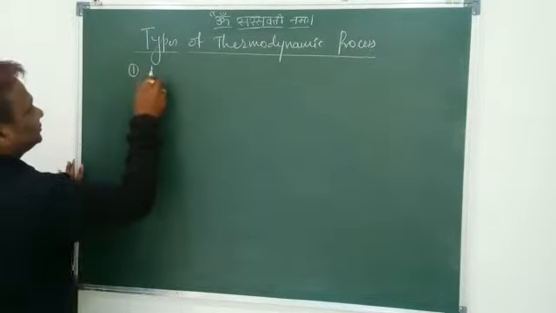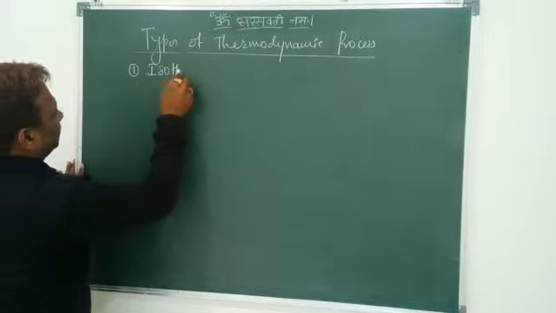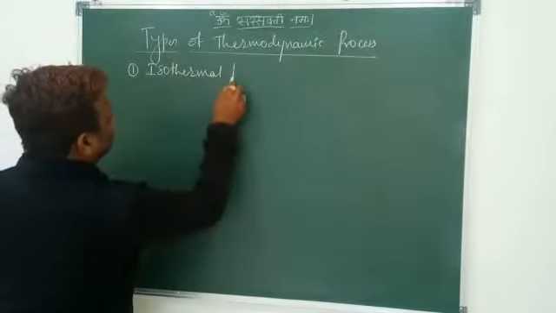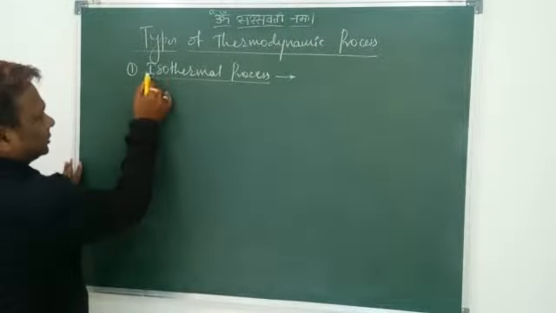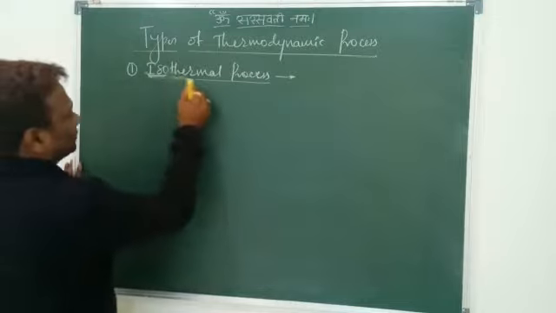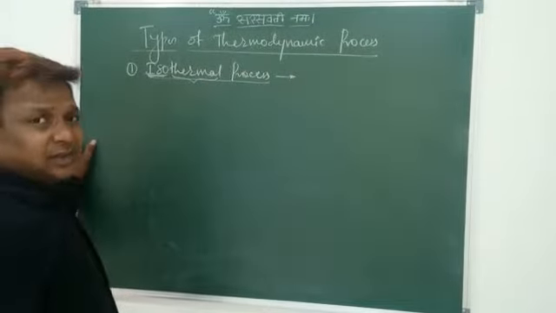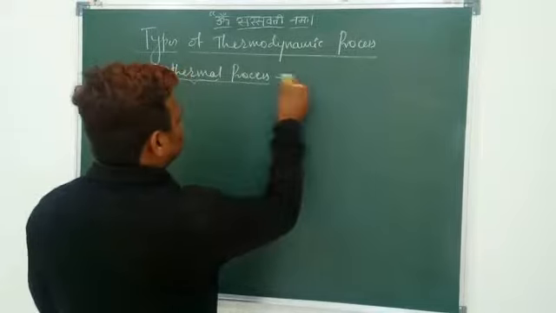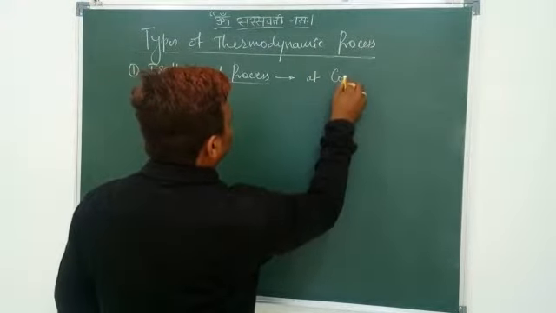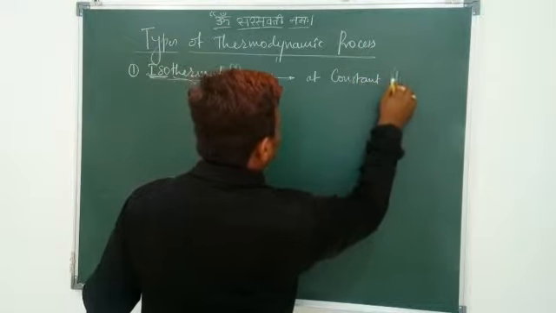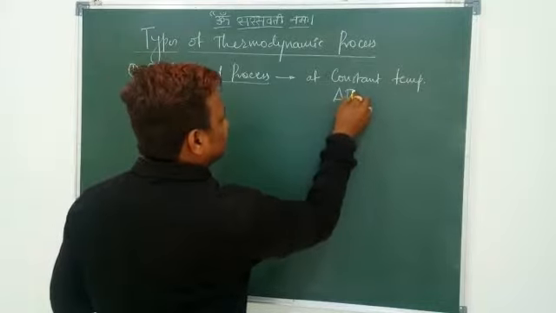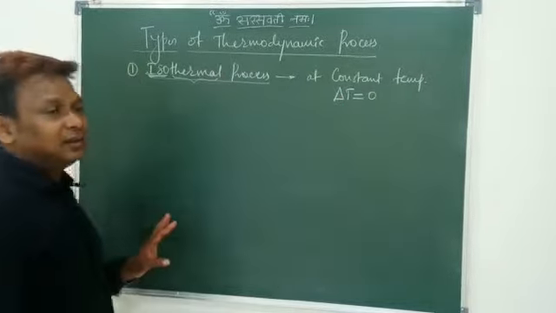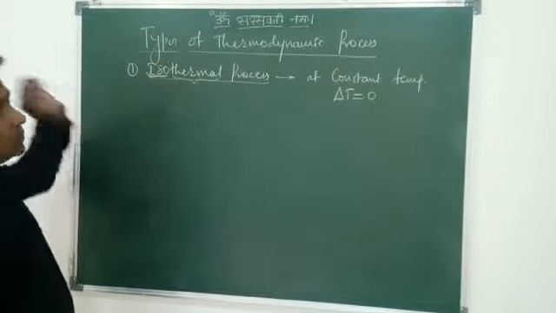The first one is the isothermal process. See here, the term iso means same, thermal means temperature. It is a process which takes place at constant temperature. When it takes place at constant temperature, obviously the delta T value should be equal to 0. And if delta T is equal to 0, it is an isothermal process.